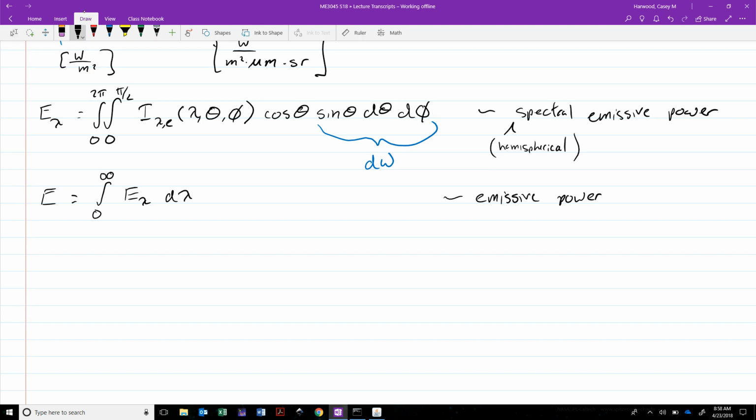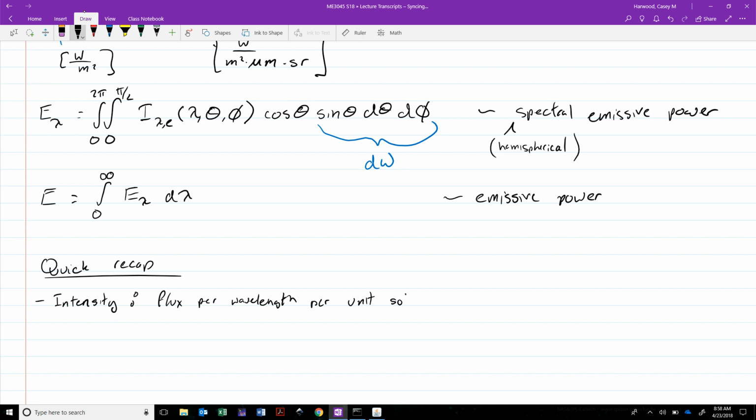So, quick recap here. We need to make sure we're on firm footing with this terminology, and then we're going to hit an example and actually put some of this into practice. So, intensity. This is the flux per wavelength per unit solid angle in a specific direction.